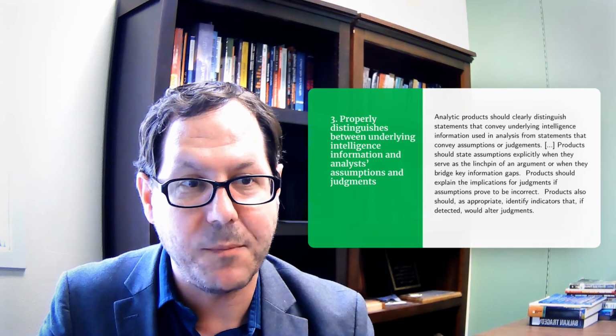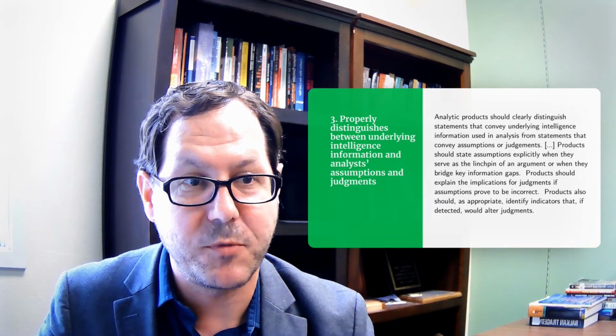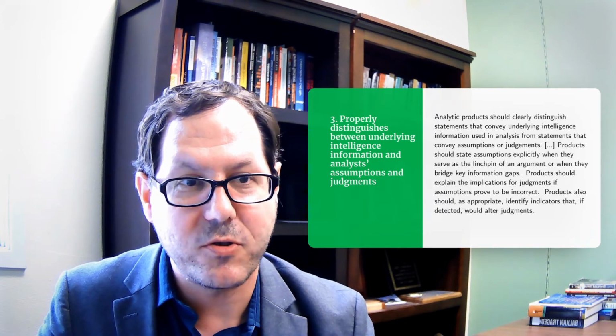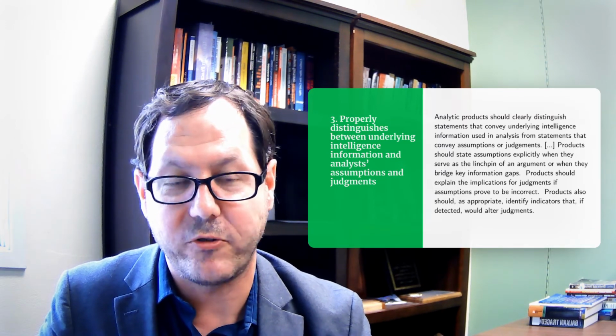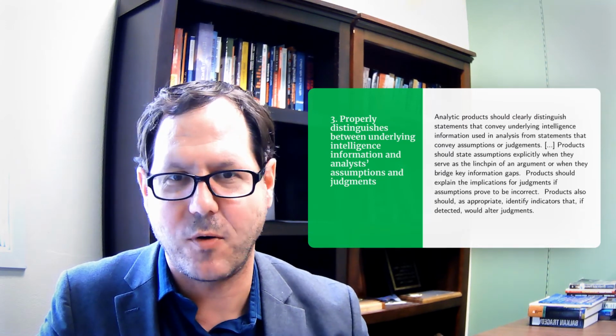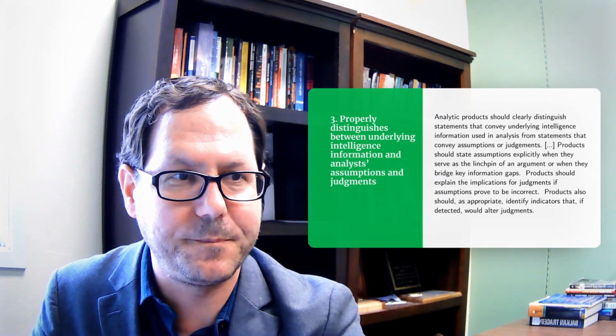Products should explain the implications for judgments if assumptions prove to be incorrect. Products also should, as appropriate, identify indicators that, if detected, would alter judgments. And so again, in subsequent videos, we'll talk about how to do some of that.